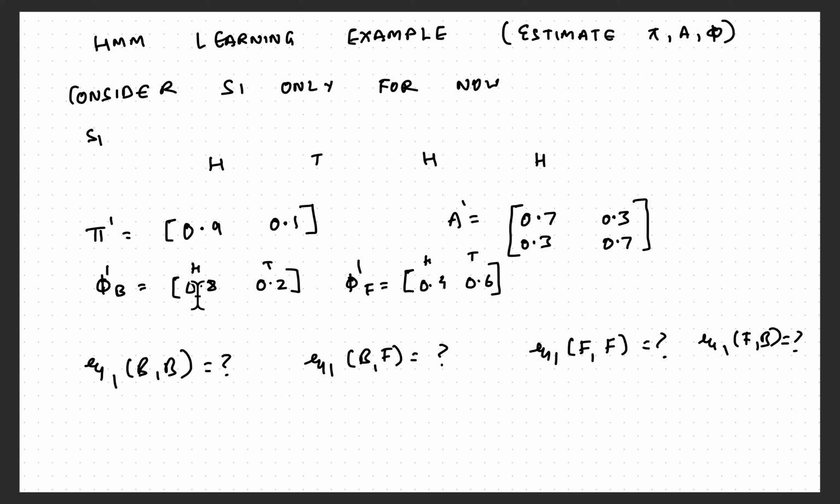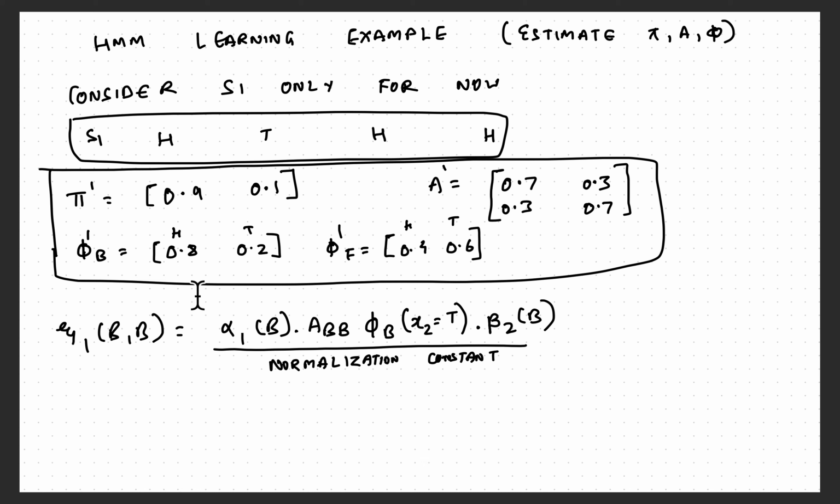So we want to first compute the epsilon parameters for the first timestamp. By the way, we are only considering sequence 1 for now. So we want to compute the parameters epsilon 1 of B comma B and epsilon 1 of B comma F. So timestamp t equal to 1, and the different states are only biased and fair, so we have 4 such combinations.